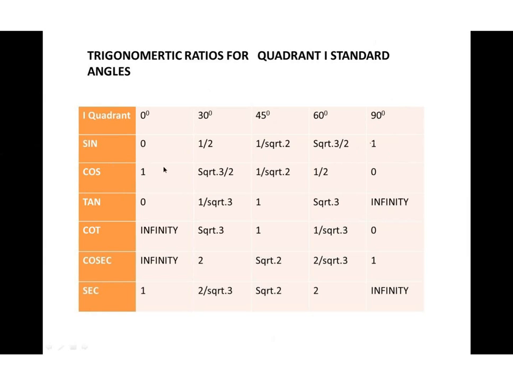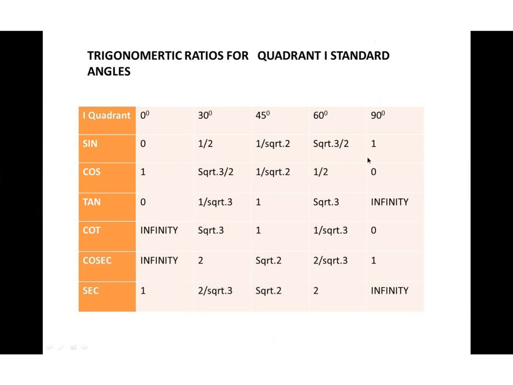to obtain the trigonometric ratio values for the cosine ratio, just write them in the reverse order. That means write 1 here for the 90 degree angle. If for the sine it is 1, just write it here for the 0 degree. Write all the values for the sine in the reverse order. That means 1, square root of 3 by 2, 1 by root 2, 1 by 2 and 0. Thus you get the cosine ratio.